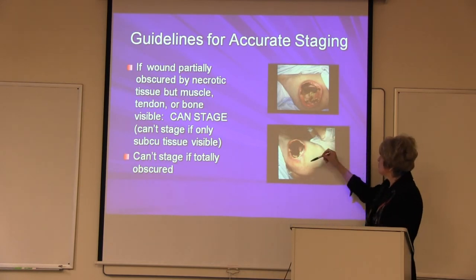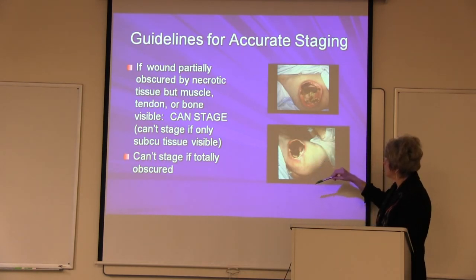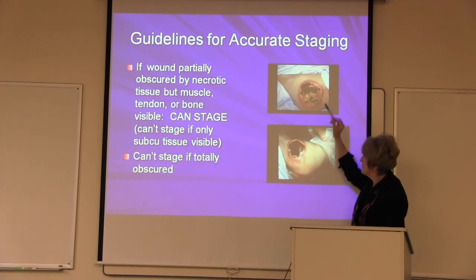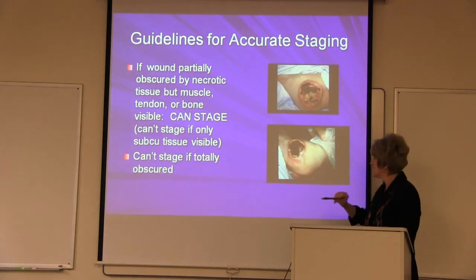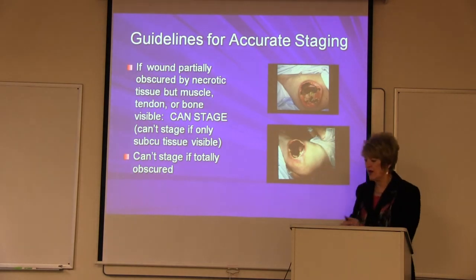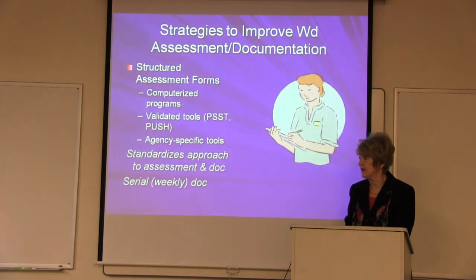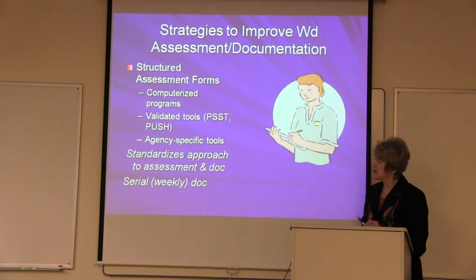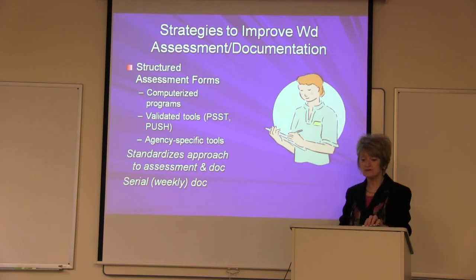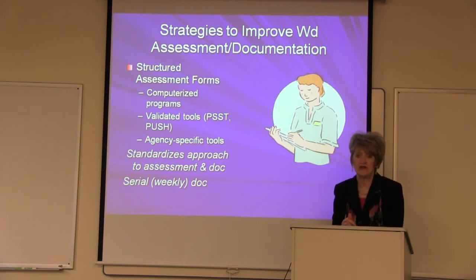Back to my point, if the wound is partially obscured by necrotic tissue, but you can identify tendon or muscle or bone, you can go ahead and stage. If it's totally obscured, you have to label it unstageable until you can determine the type of tissue in the wound bed. Now, I'm going to spend our last few minutes just talking about strategies that will help improve accuracy in assessment and documentation, and ultimately will improve your wound care because it will focus everyone's attention on that critical question, is the wound improving?